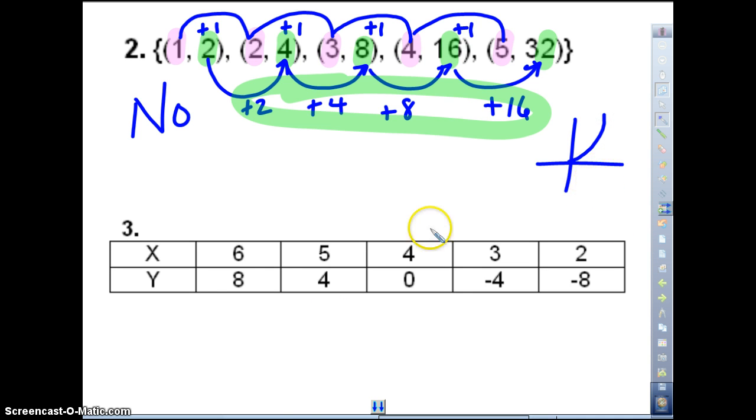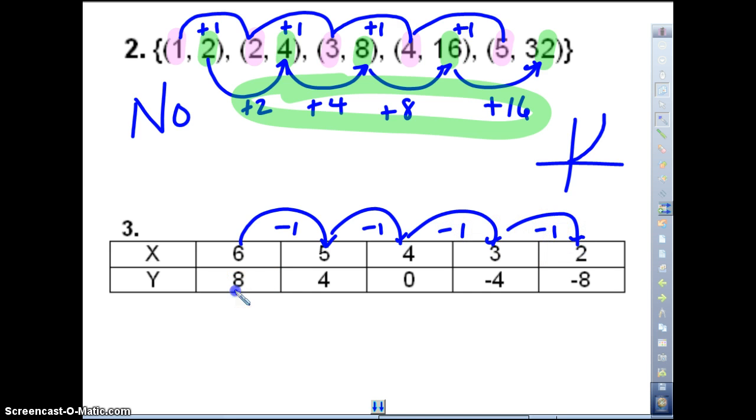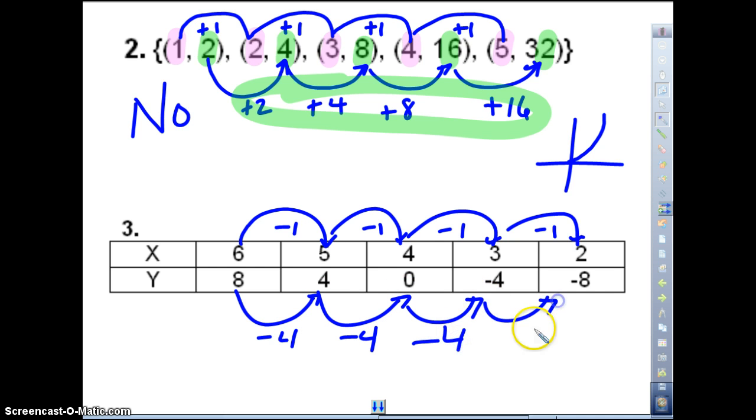Let's look at number 3. From here to here, what happened? Minus 1. Minus 1. Minus 1. Minus 1. From here to here? Minus 4. Minus 4. Minus 4. Minus 4. Is that a linear function? Yes, because my rate of change is constant.